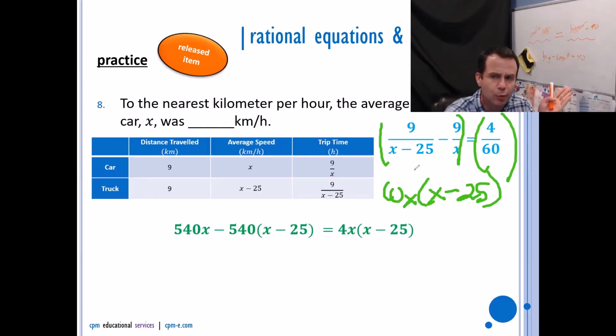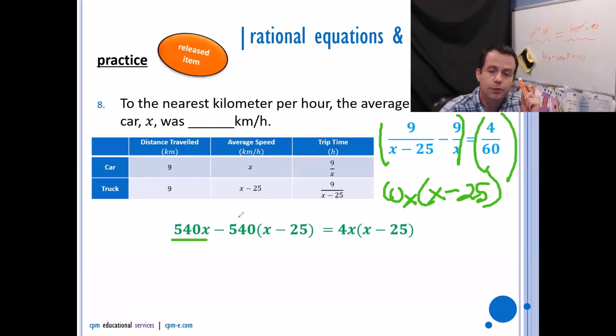If you're trying to figure out where I got that, the first term, when I multiply, my x minus 25s divide each other out and I'm left with 9 times 60x. That's where that 540 comes from. 9 times 60 is 540. On the next one, I have 9 times 60 again, which is my 540 again. My x's divide out, but I'm left with multiplying by x minus 25. And then on the last one, my 60s divided each other out, so I'd be left with 4 times x minus 25.